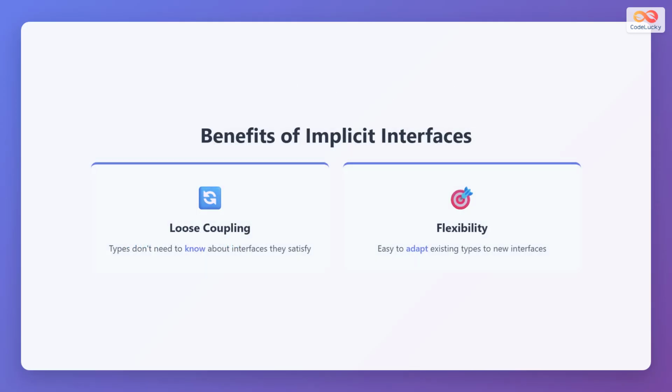Implicit interfaces offer several benefits. First, loose coupling. Types don't need to know about the interfaces they satisfy. Second, flexibility. It's easy to adapt existing types to new interfaces.